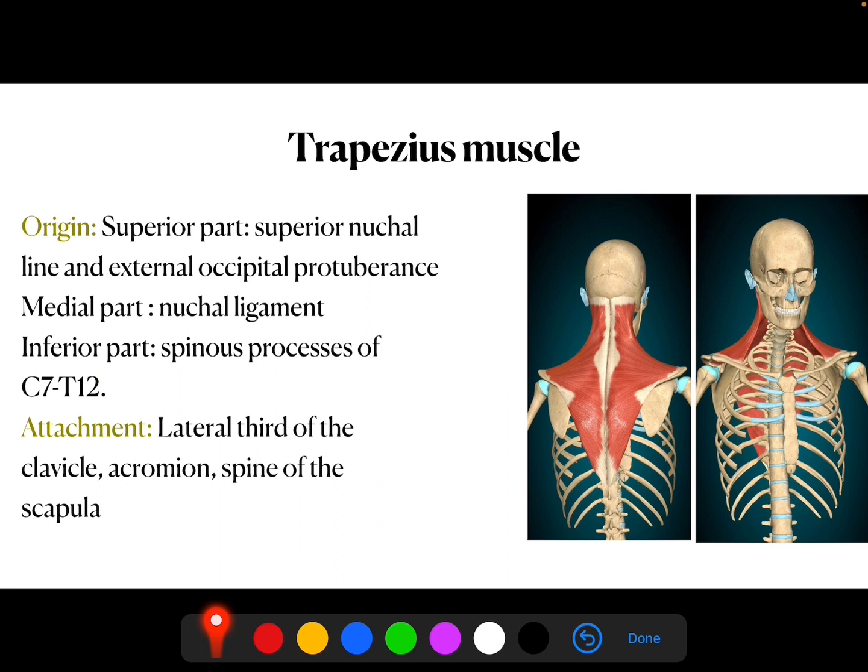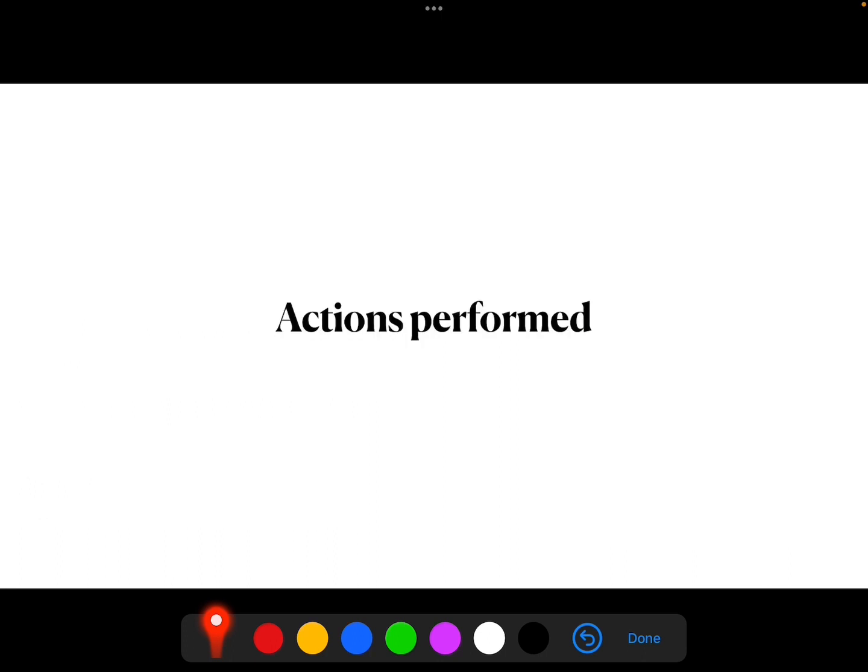The superior part attaches at the lateral third of the clavicle. The medial part attaches at the acromion, and the inferior part attaches at the spine of the scapula. Now let's look at the actions performed by this muscle.